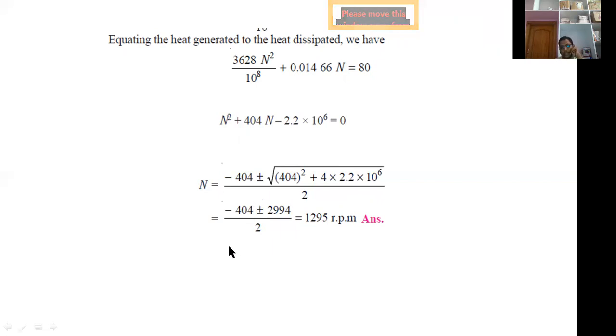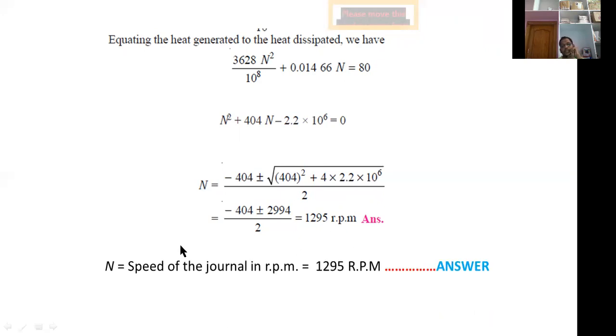The value of N is equal to 1295 rpm. The answer is obtained. So our required speed of the journal equals 1295 rpm, revolutions per minute. This is our required final answer for this problem.